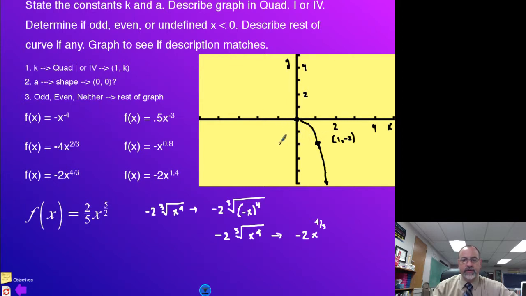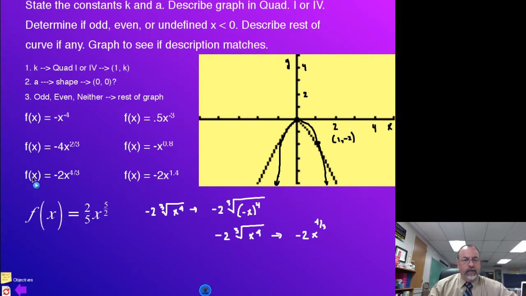So this point is going to be reflected over here, and the graph on this side is going to look exactly like the graph on the other side. So this is going to look something like this. That would be the function f of x equals negative 2x to the 4/3. And if we click on that, hopefully we have that correct.